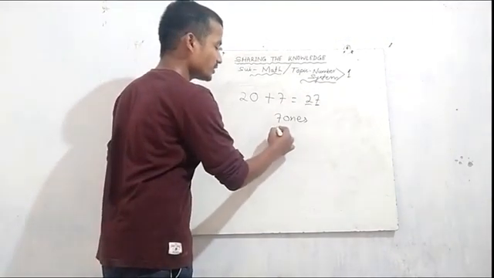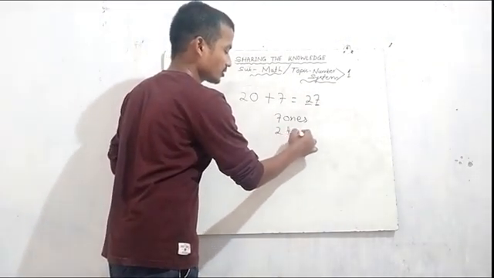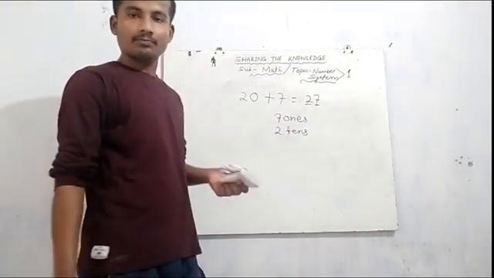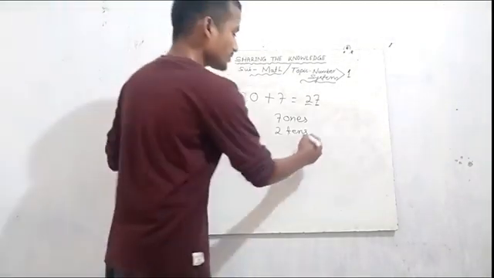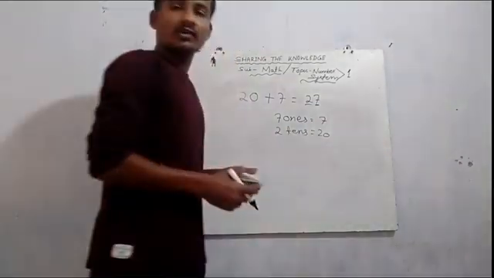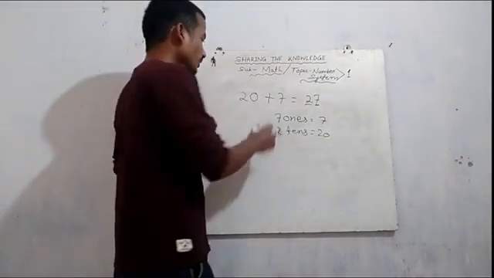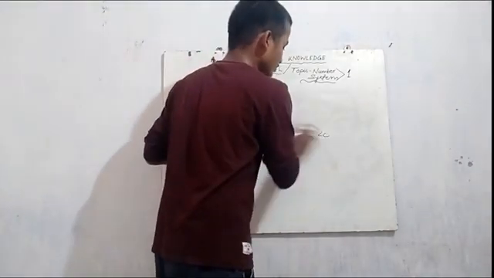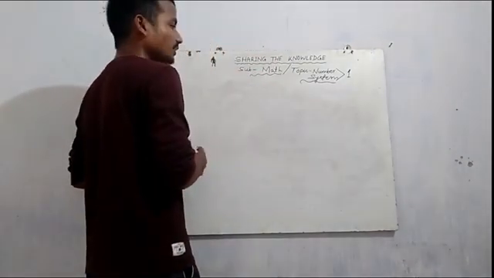Place value of 2 is 2 tens. Okay, 2 tens means 20. 7 ones means 7. Okay, let me tell you about place value of these things.